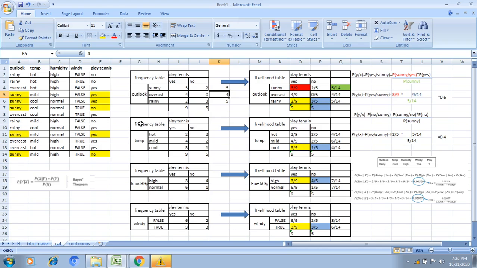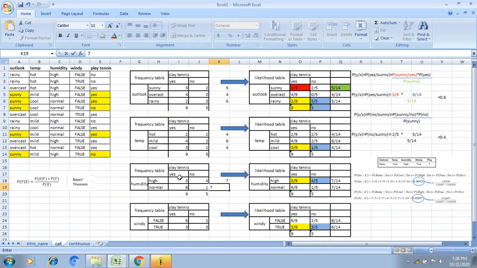Similarly, we need to calculate the frequency table for temperature versus play tennis. Hot contains a total of 4, and out of 4, 2 are yes, 2 are no. Mild contains a total of 6: out of 6, 4 yes, 2 no. Cool contains 4: 3 yes, 1 no. If I calculate completely, 9 and 5. If I calculate the totals, it is 7, and this is also 7.